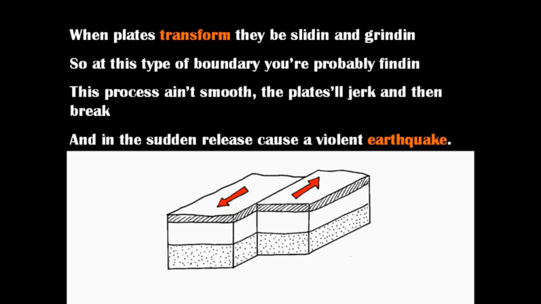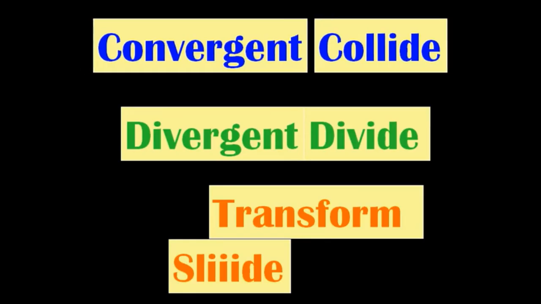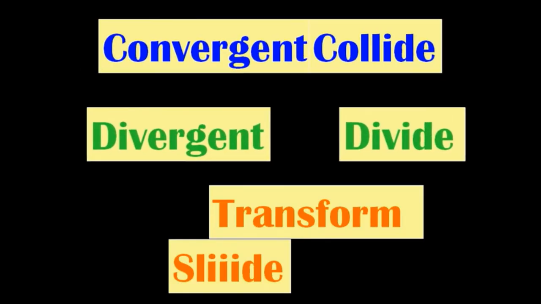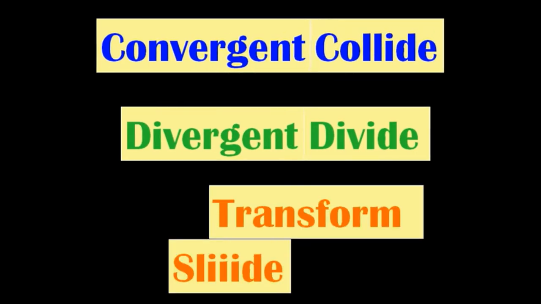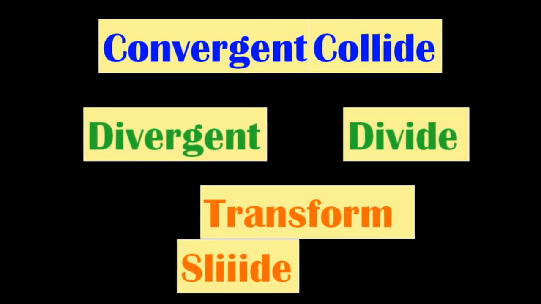When plates transform, they slide and grind. So with this type of boundary, you probably find this process ain't smooth. The plates are jerking and breaking, and the sudden release causes a violent earthquake. Converge, collide, diverge, divide, transform, tectonic plate slide.